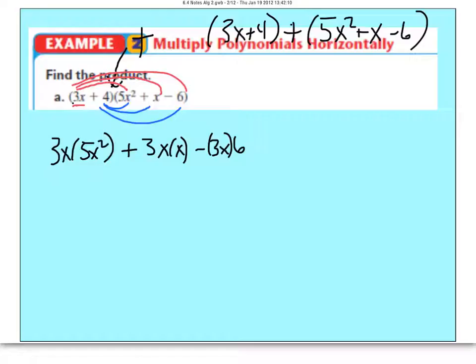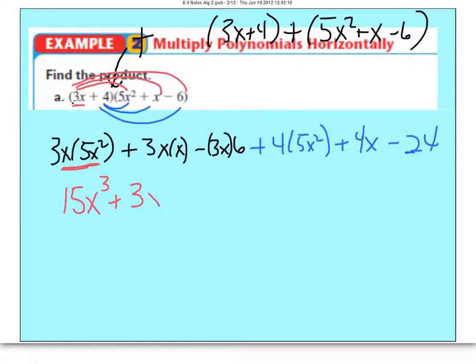Then we'll do a positive 4 times a positive 5x squared to be plus 4 times 5x squared. A positive 4 times a positive x is plus 4x. And a positive 4 times a negative 6 is negative 24. Let's simplify these pieces here. It's all multiplication. 3 times 5 is 15. And if you look at it, there's 3 x's, so x cubed. And this is 3x squared minus 18x. 4 times 5 is 20, x squared, and then plus 4x minus 24.